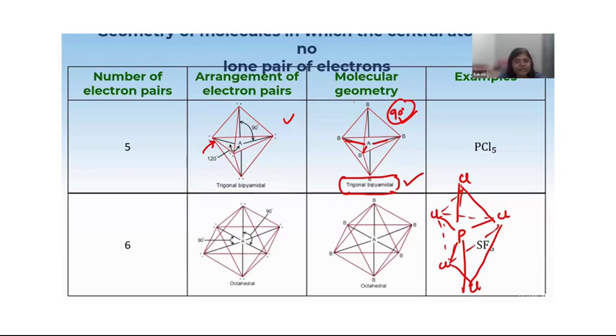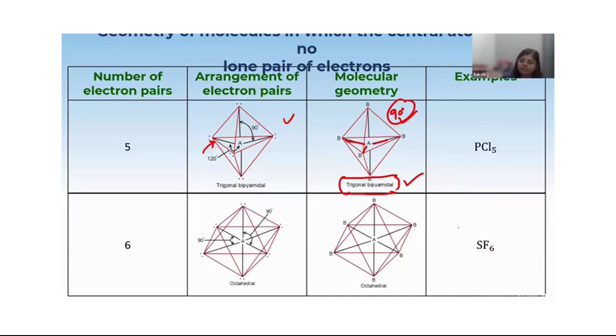The next is SF6, right? That means there are 6 bond pairs, only 6 bond pairs, no lone pairs. Here, the shape is called octahedral, right? Why is it octahedral? Let us understand. If I have sulfur and I have 4 fluorine atoms here, and the other 2 I place on the top and bottom. Okay. So if I just join them and attach them like this, isn't it? It looks like an octahedral shape.